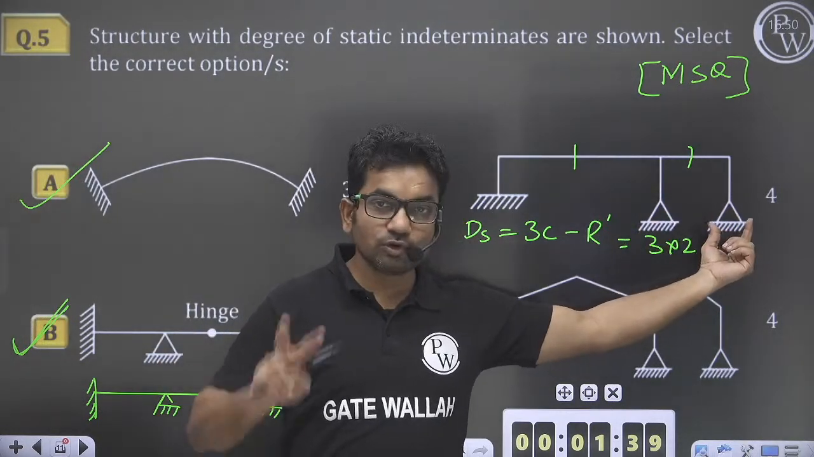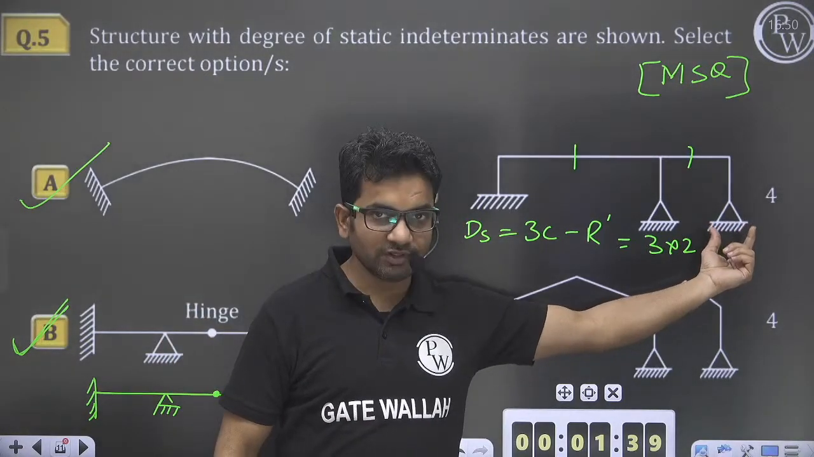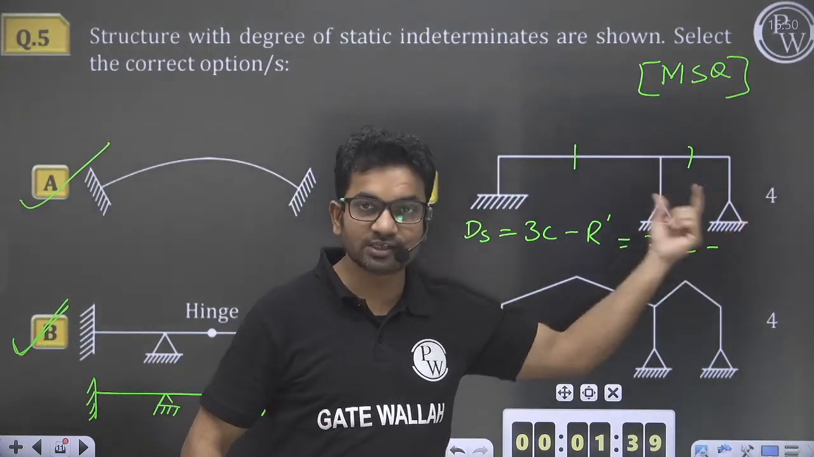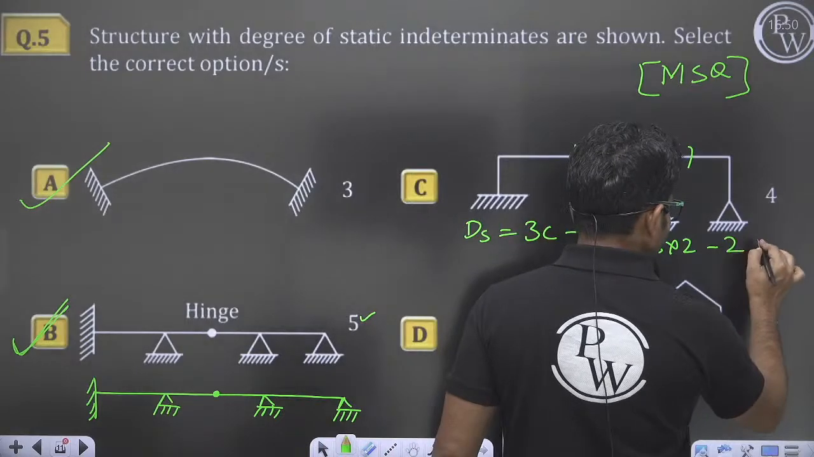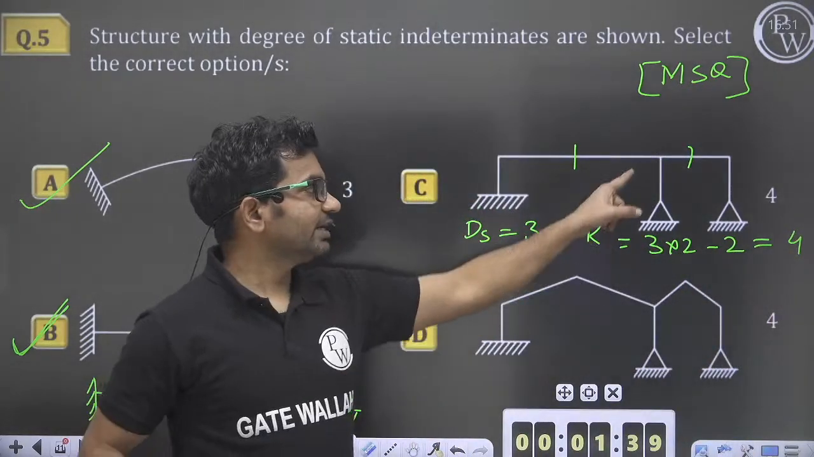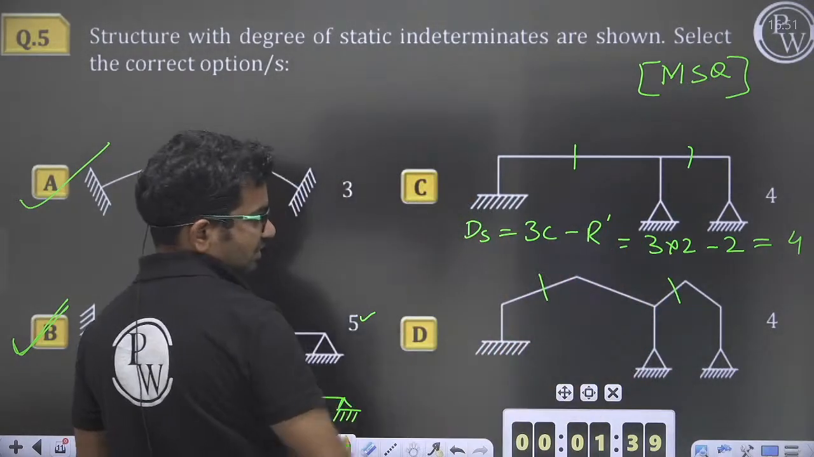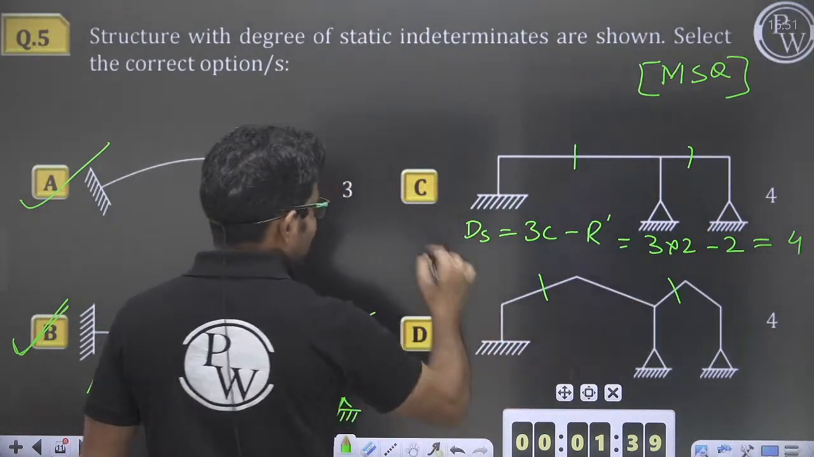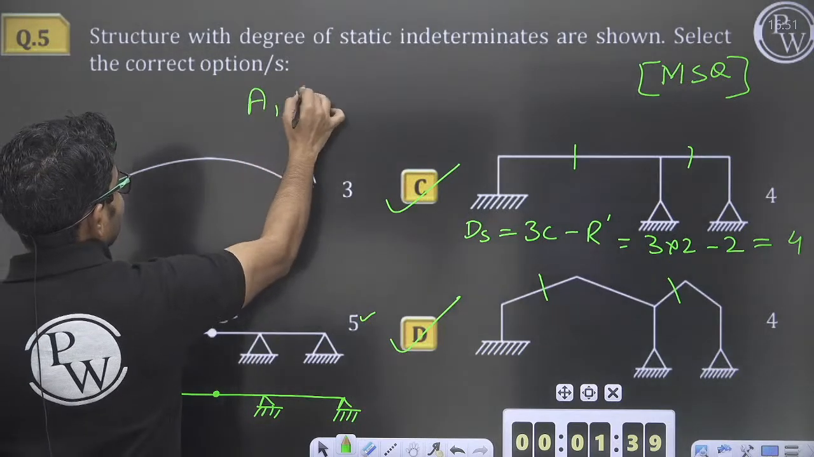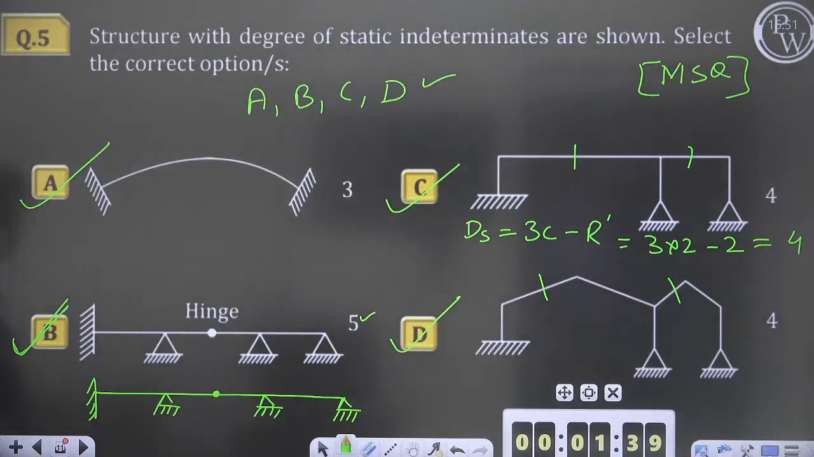And here also 2 reactions are already there. If I add one more reaction, this will also become a fixed joint. So here I have to add one reaction, here I have to add one reaction, so 2 reactions in total. So 3 twos are 6 minus 2, it will be 4. So the degree of static indeterminacy is 4. Similarly, this will also have the same structure, so the degree of static indeterminacy is 4. So all the options are correct here, A, B, C, D, all are correct. So this is the correct answer.